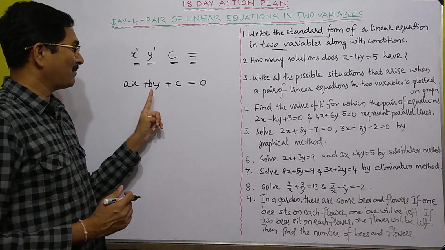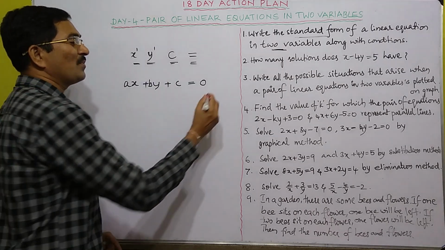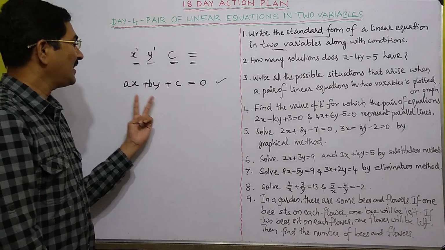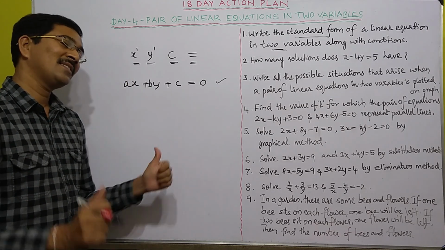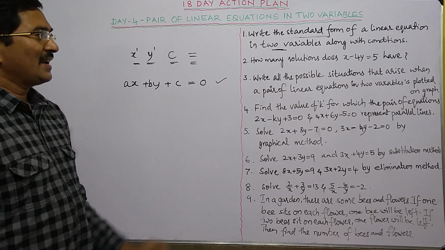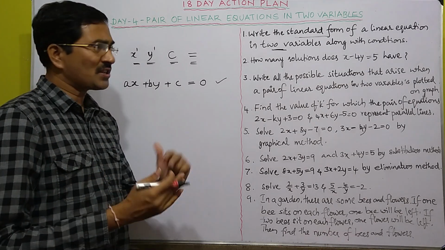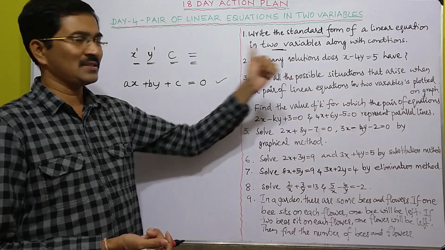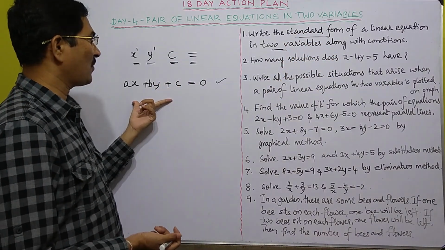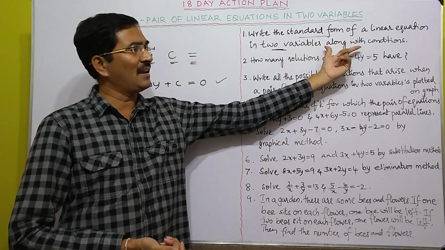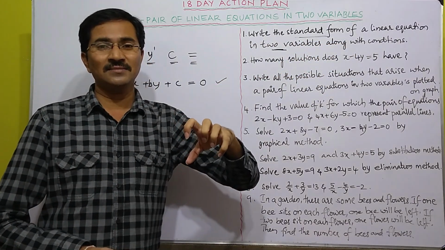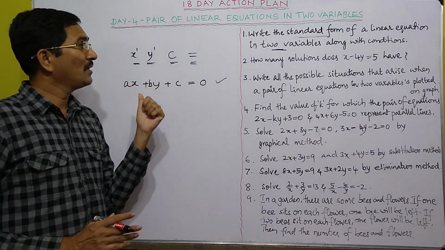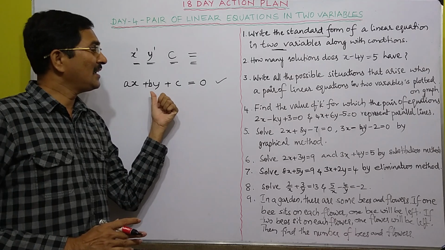So ax plus by plus c is equal to 0 is the standard form of a linear equation in two variables. Done. Now what else? Have we finished answering the question? The question is to write the standard form of the linear equation in two variables. Yes, we have written the standard form, but we must add a tail along with the conditions to be followed by the standard form of this linear equation in two variables.